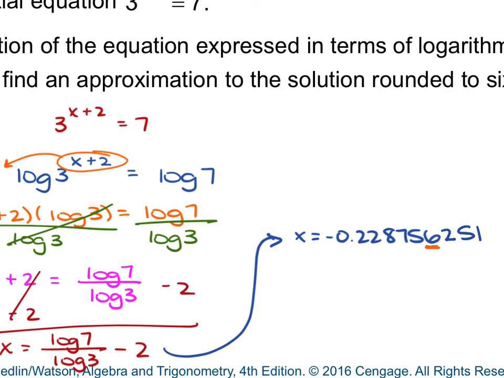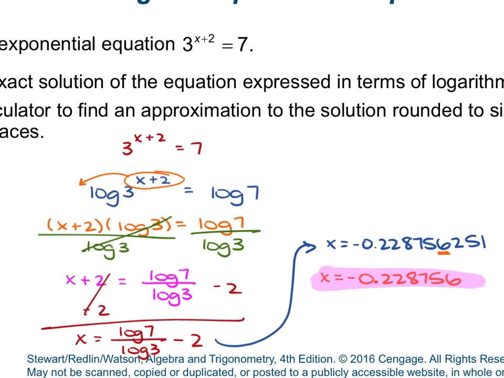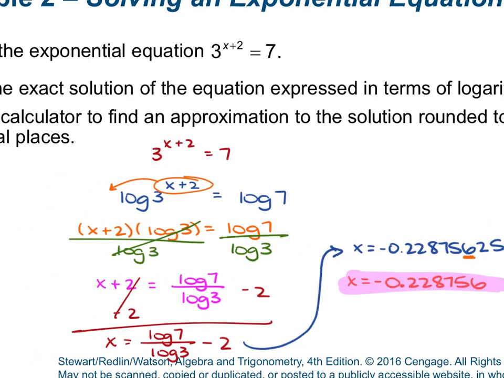Our directions tell us to round to 6 decimal places, which will be that 6. So this is going to give us an x value of negative 0.228756. Remember, when you're rounding, you are looking at the number to the right of that decimal place value. If it's 5 or higher, you round up. If it's below 5, you keep it where it's at.